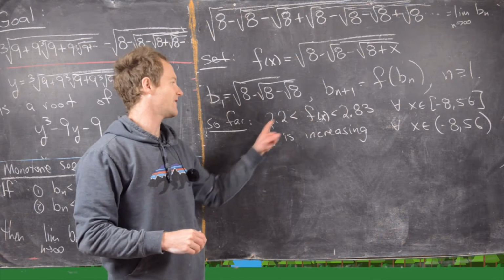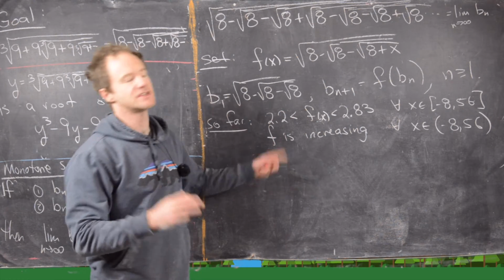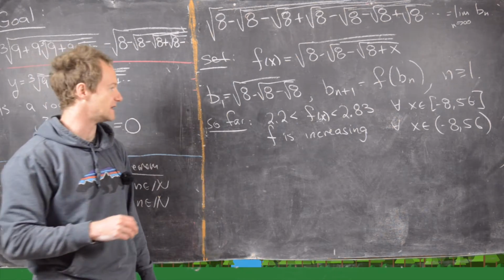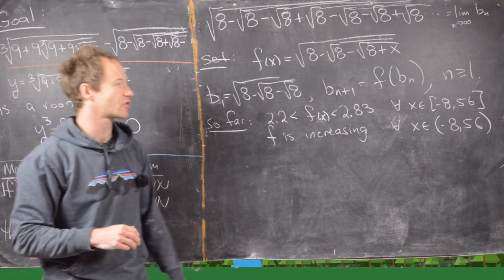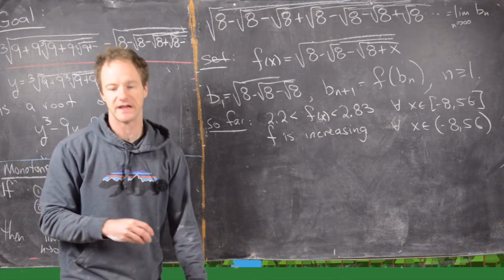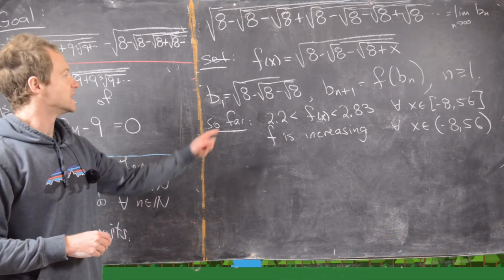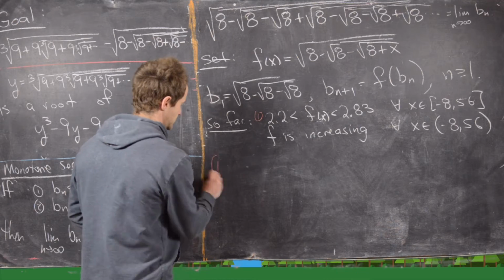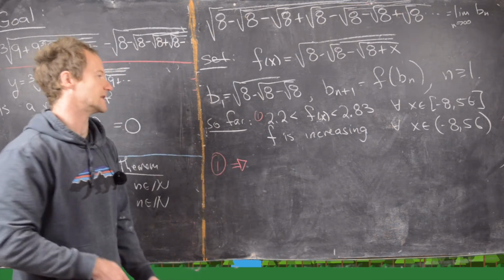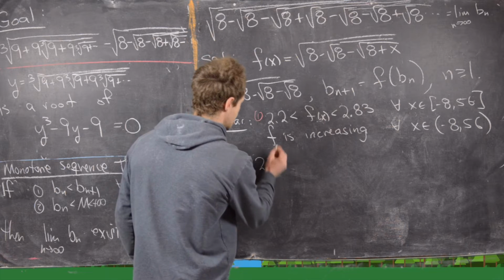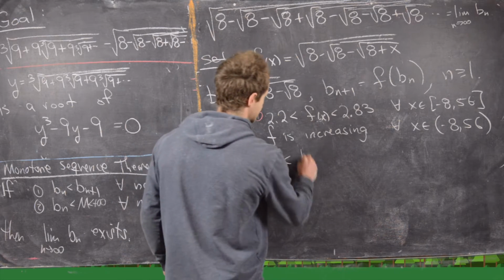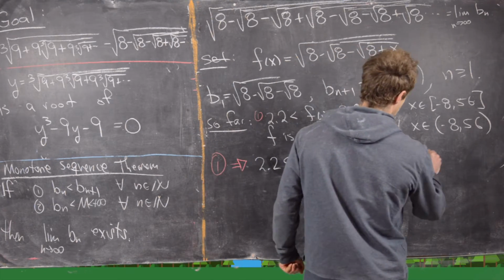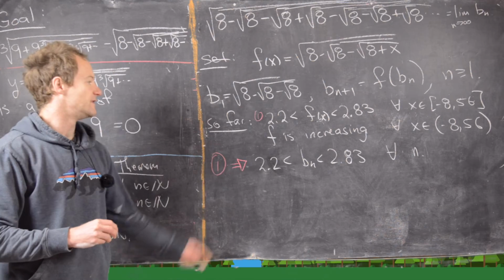Okay, so let's see what we have so far. So we proved that f lies between 2.2-ish and 2.83. We had those exact numbers on the previous board, but we don't really need them. And we also know that f is increasing for all values of its domain. So that's good to know. Okay, so notice that this part right here, number 1, implies immediately that Bn is between these two numbers for all n. And so that's easy to see.